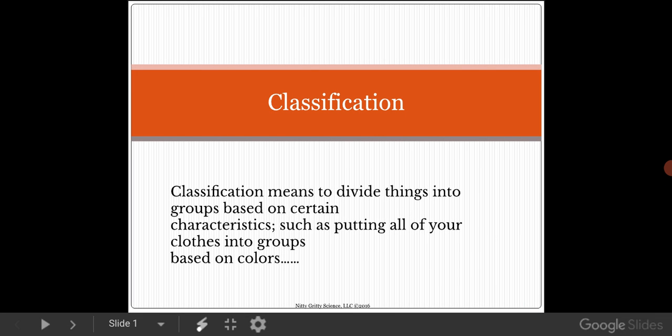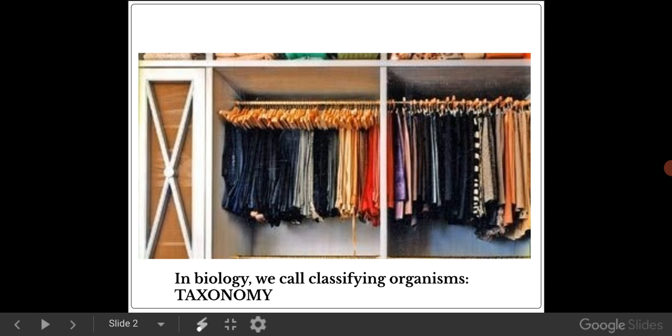This is the first classification PowerPoint. I'm going to try to go over it and read this. So classification just means to divide things into groups based on certain characteristics, such as putting all your clothes into groups based on colors. Like in this closet here, you can see this person is very organized. They've sorted by color. They have darks on the left, more colors on the right.